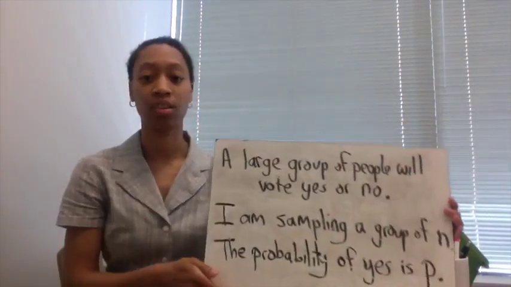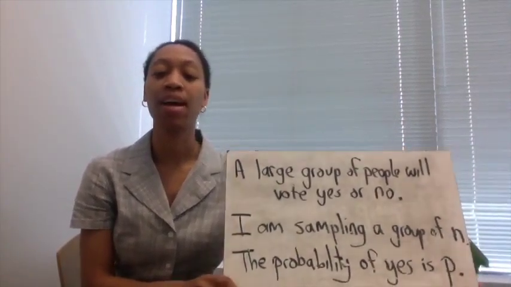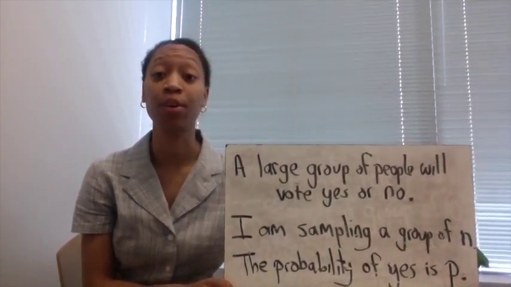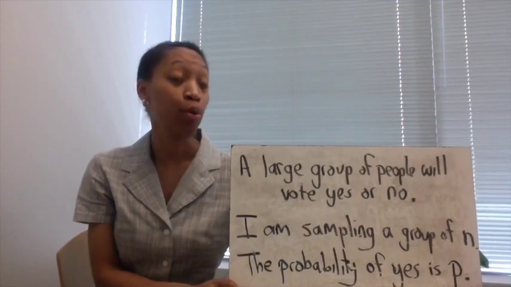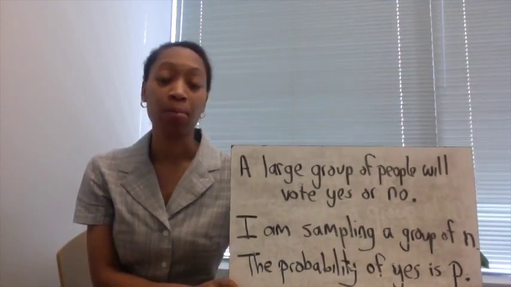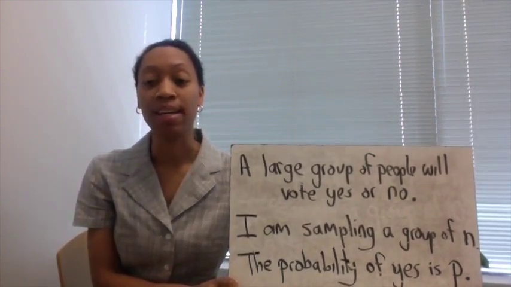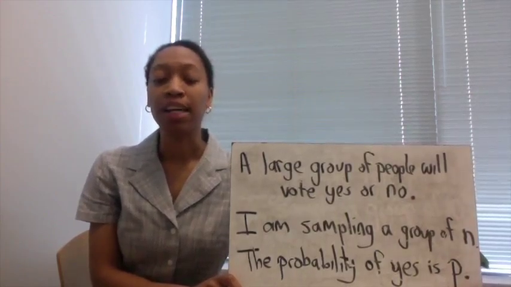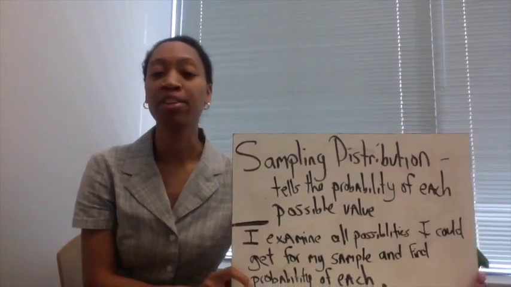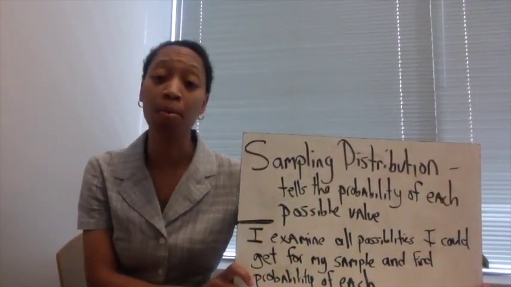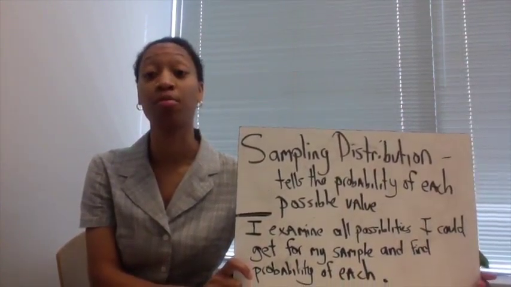So, let's say that we have a large group of people who are going to vote either yes or no, and we're sampling a portion of that group. The portion that we're sampling is going to be N, and the probability of them voting yes is going to be P. A sampling distribution tells the probability of each possible value.